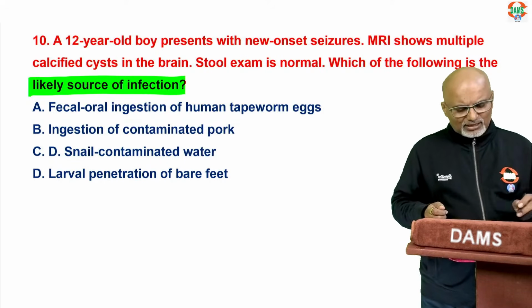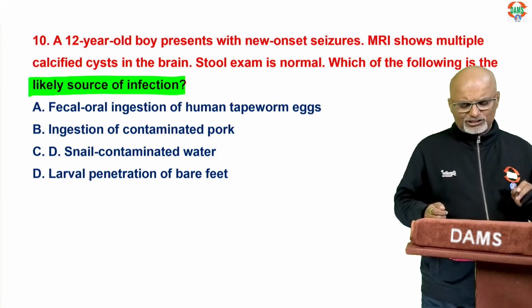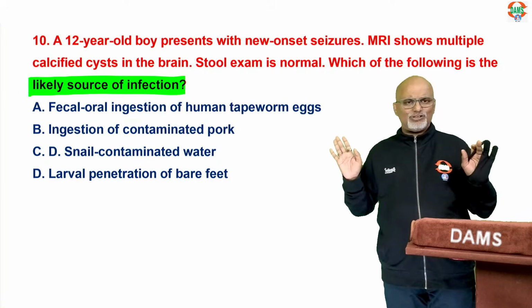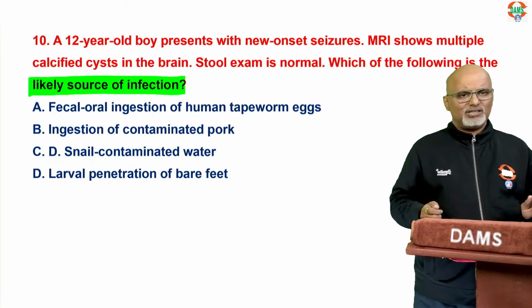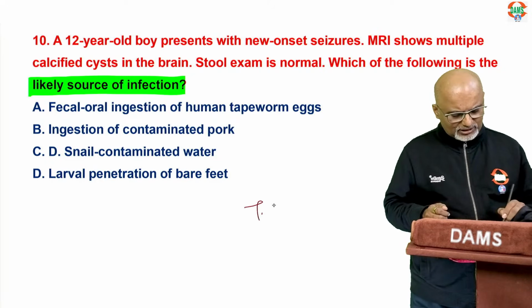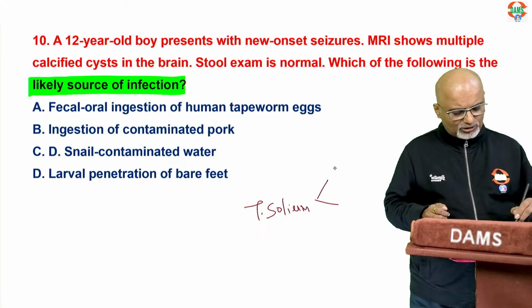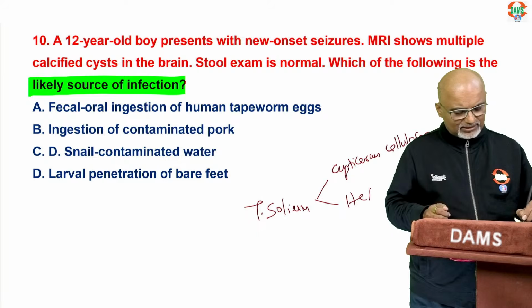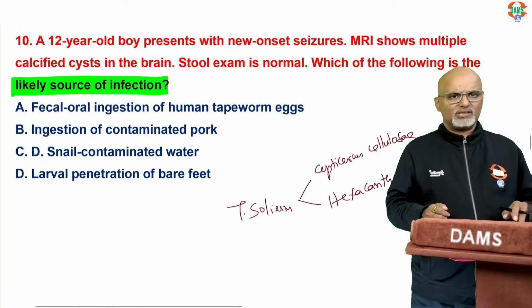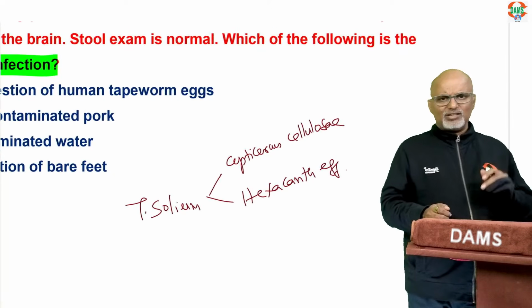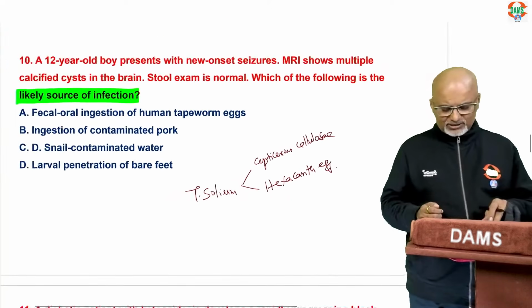Number one, what is the infective stage? That's all. It's a direct question. How did he get the infection? It is caused by Taenia solium. There are two infective stages. One is called Cysticercus cellulosae. Another one is Hexacanth. There are two things: Cysticercus cellulosae and this thing.